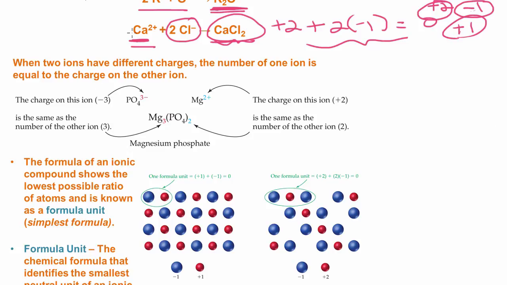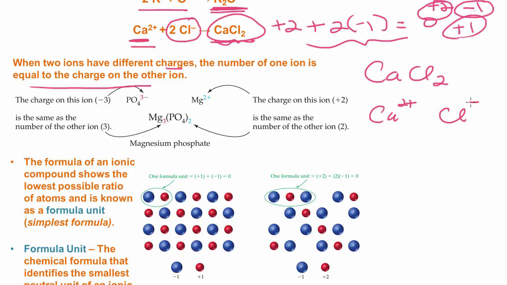Now, when we have 2 ions that have different charges, the number of one ion is equal to the charge on the other. What does that mean? Well, let's go back to the calcium chloride, and let's just write this. We have calcium ion and we have chloride ion. Look what happens. Here we have the 2+ charge, but notice this 2 comes over here and this 1 comes here. Therefore, we write the formula like so.